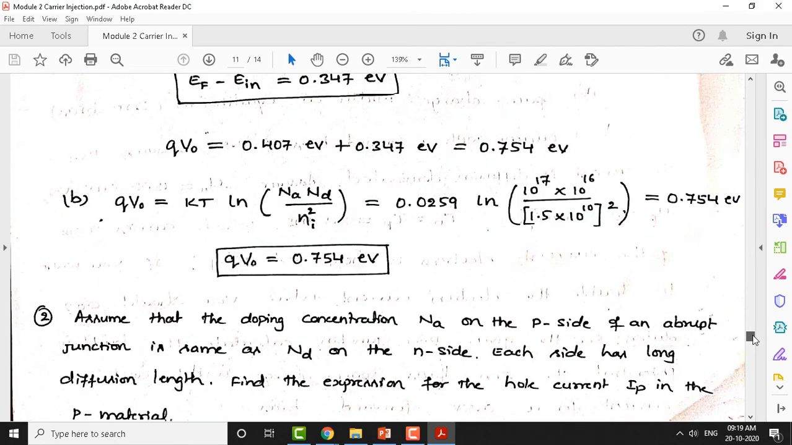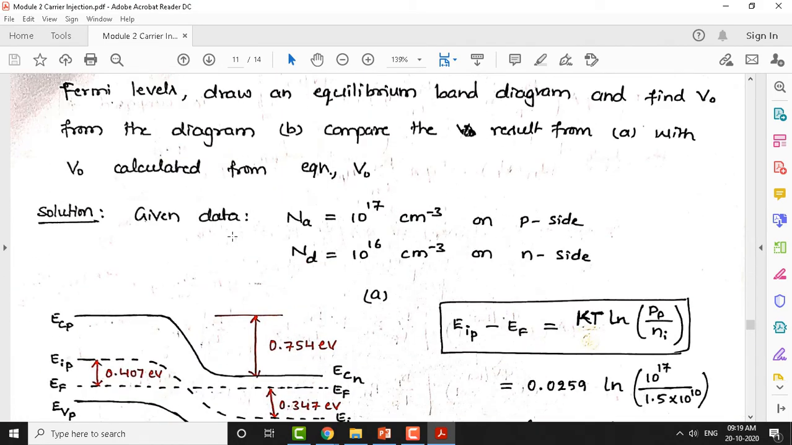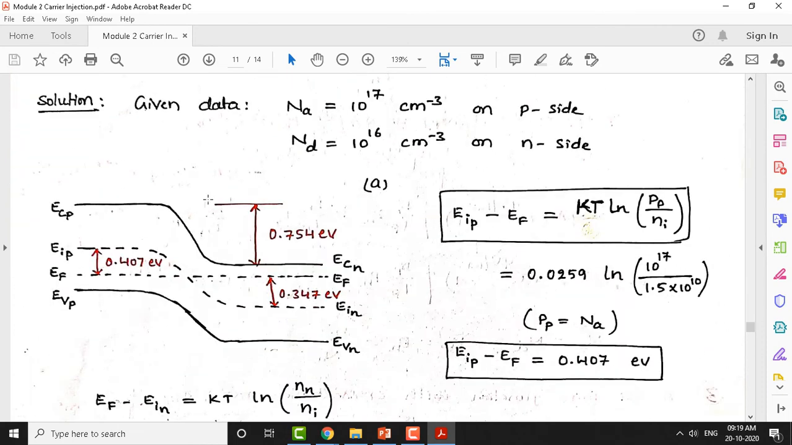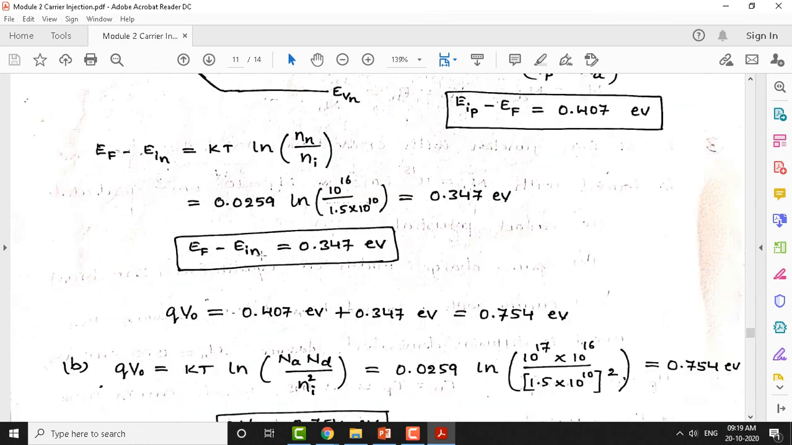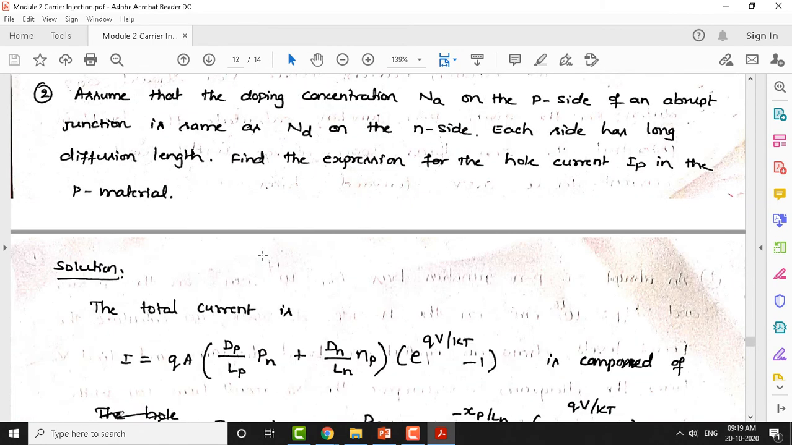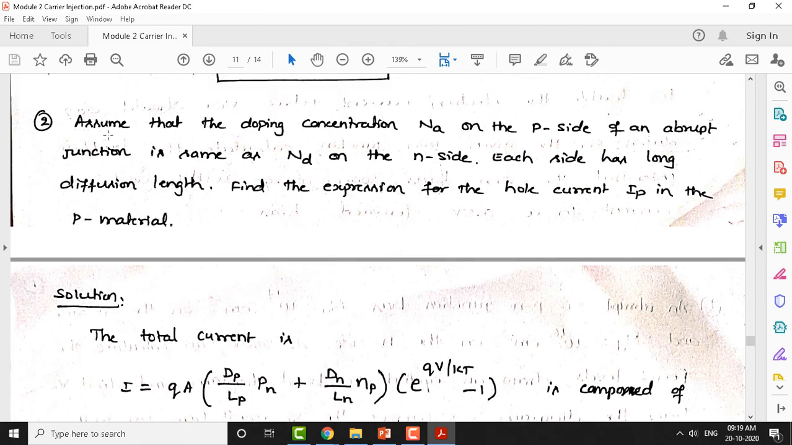There's one more problem. This problem we have solved already. I don't want to go into this again. You remember we solved this problem earlier. Just to recollect what we have done earlier. Here you can see that this is just a theoretical problem which you can solve by just understanding the things. Assume that the doping concentration Na on the p side of an abrupt junction is the same as Nd, the doping concentration on the n side. Each side has a long diffusion length.